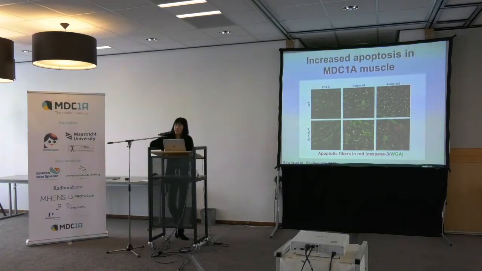But basically, what we see, this muscle cell death known as apoptosis, we see it very early in our animal models. For example, here you are looking at the cross-section of a 1-day-old skeletal muscle, and these red fibers that you can see denote apoptotic fibers. So apoptosis is present very early in MDC1A, both in mice and also in patients.